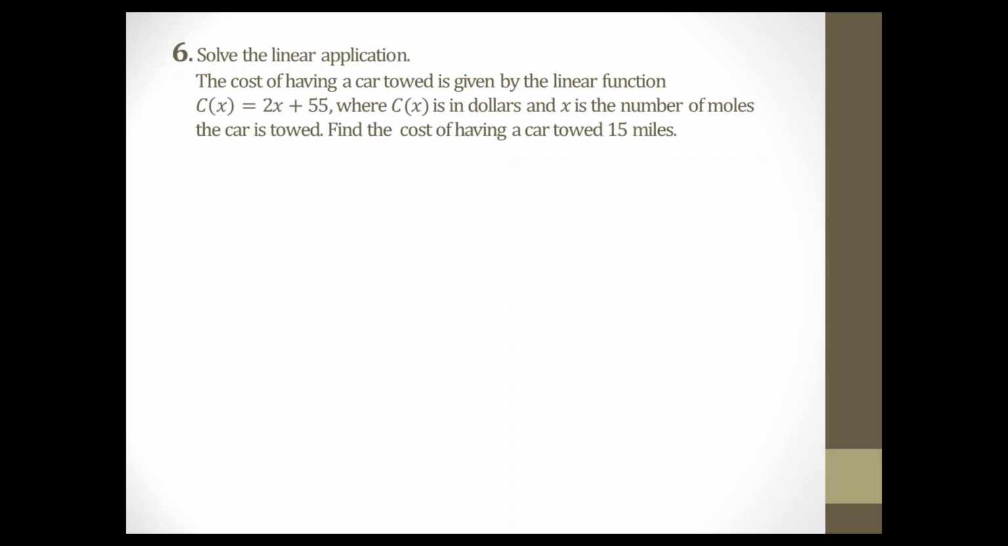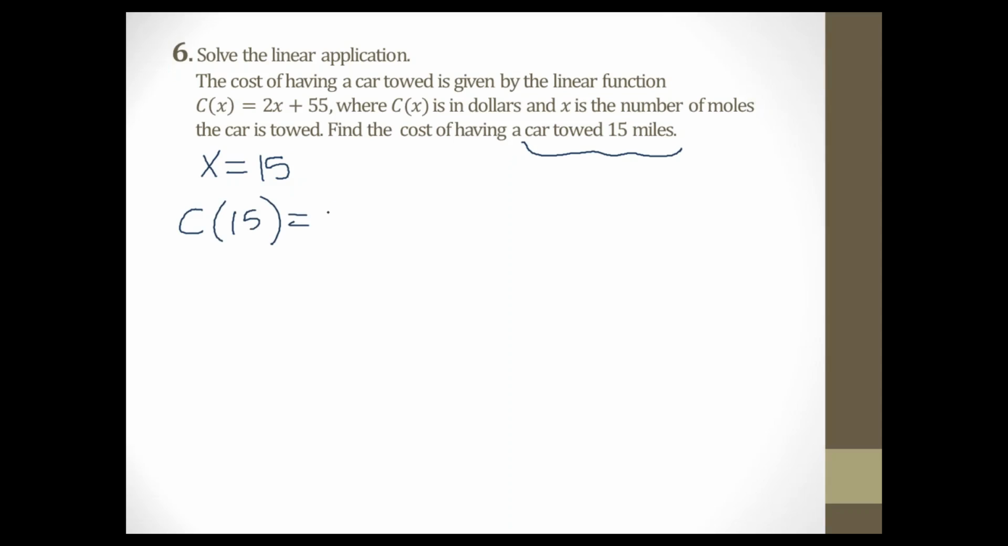Alright, so the cost of having a car towed is given by the linear function c of x equals 2x plus 55, where c of x is in dollars and x is the number of miles the car is towed. Little typo, but no biggie. Find the cost of having a car towed 15 miles. So what we want to do is make x equal 15, because x represents the number of miles towed, and we are concerned about the car being towed 15 miles. So we want to find c of 15.